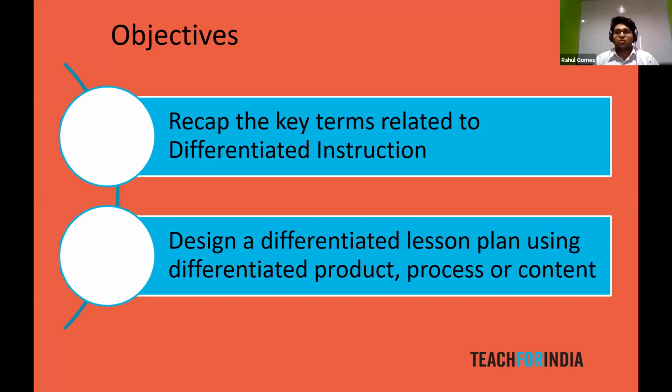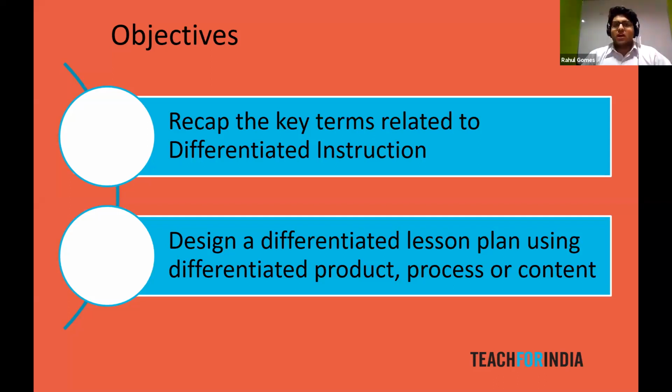We are going to jump into our learning objectives for today. Today, we are going to engage in two primary objectives. The first one is to recap the key terms related to differentiated instruction. As a part of pre-work for this webinar, we requested our participants to take two courses on the Firki platform, Getting Ready to Differentiate and Differentiation II. There are 7 key terms we are going to recap from those two courses, just as a way to build consensus before we move to the second objective, which is to design a differentiated lesson plan using differentiated product, process, or content.